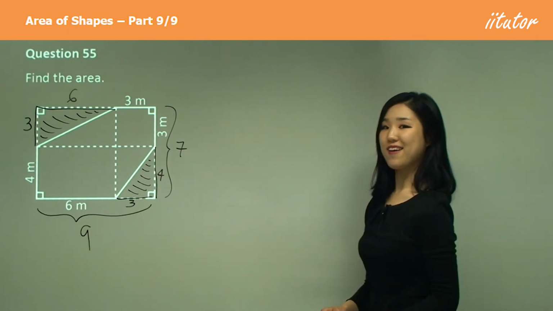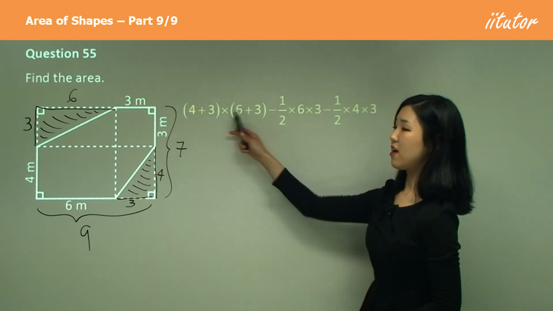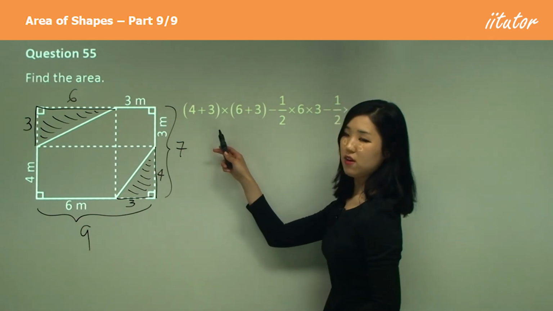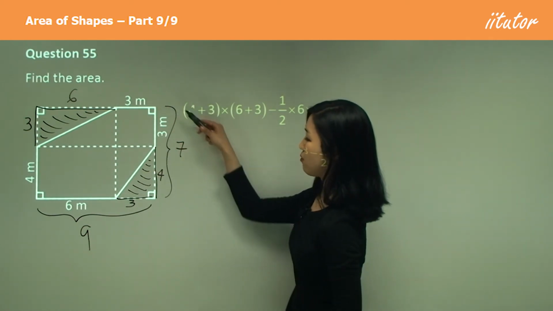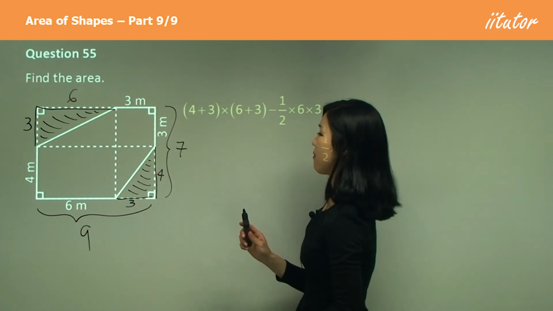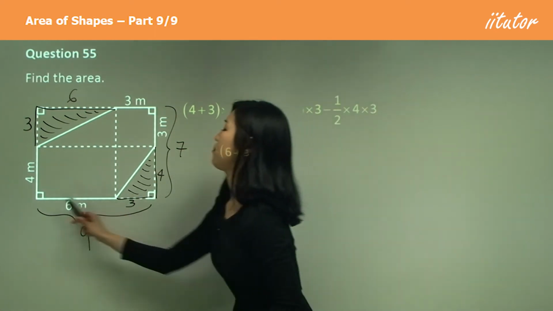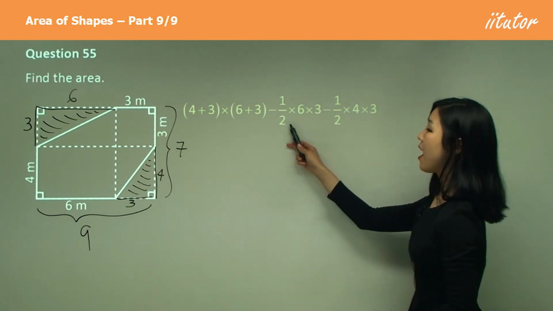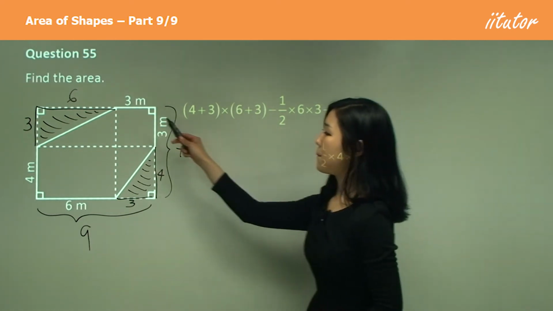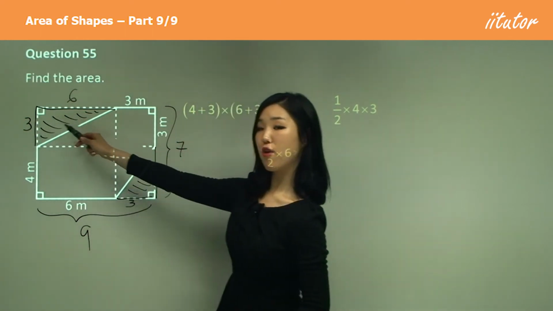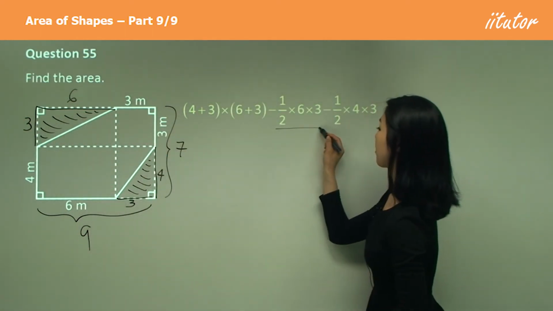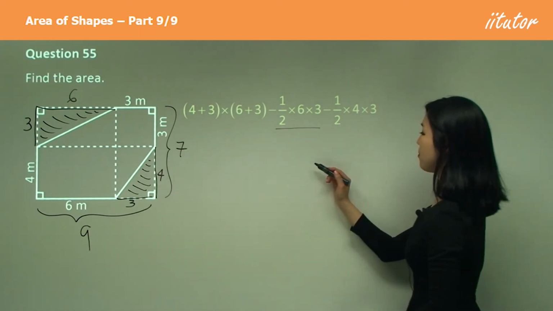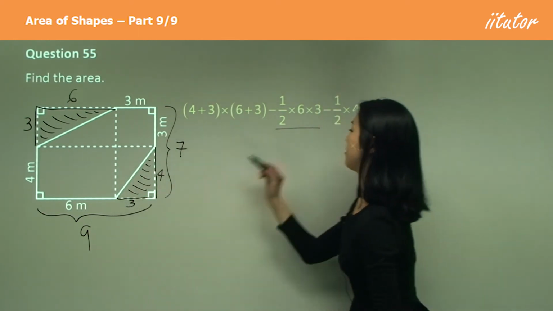Let's try to find the area. So first we find the area of the rectangle, which is, well, I've put it in like this just so you get the idea. 4 plus 3, which is basically 7, but I'll just write it like 4 plus 3 here. And 6 plus 3 for the base, or the length, minus half times base times height for this triangle. So that's the first triangle. And we also subtract away that triangle, which is half times height times base, 4 times 3.